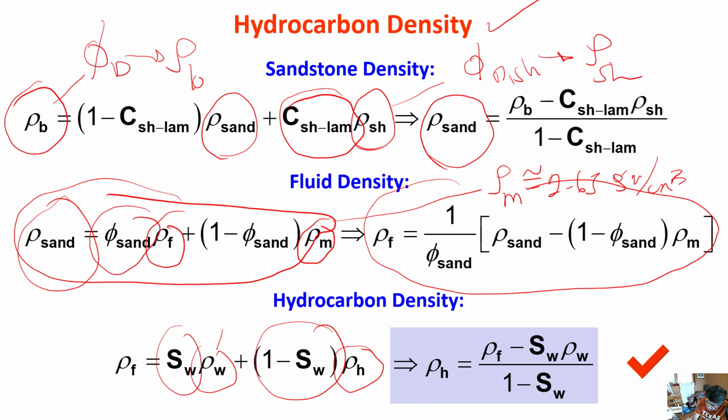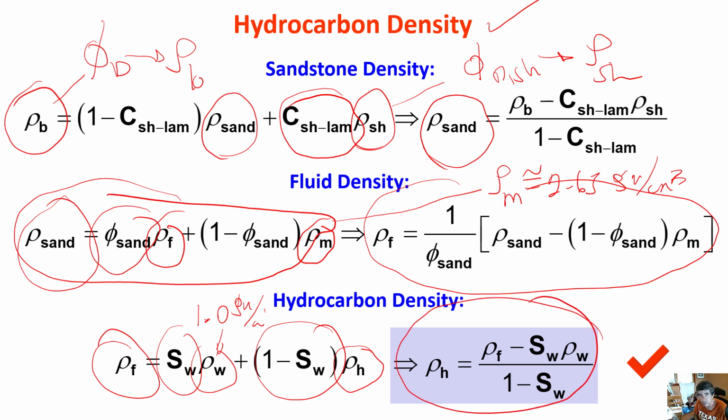If we make the assumption that this is not very salty water, this will be very close to 1.0 grams per cubic centimeter. Or if it's salty, then we have to correct for that slightly, 1.05 or so. And the density of the fluid is what we calculated before. So I go ahead and solve that equation and I get the density of the hydrocarbon. So it's a very tortuous path to get it, but that's how we do it.